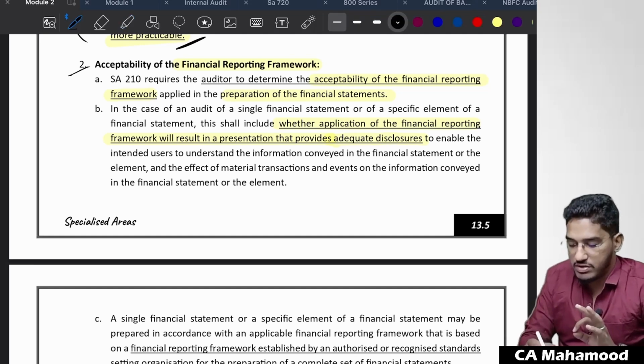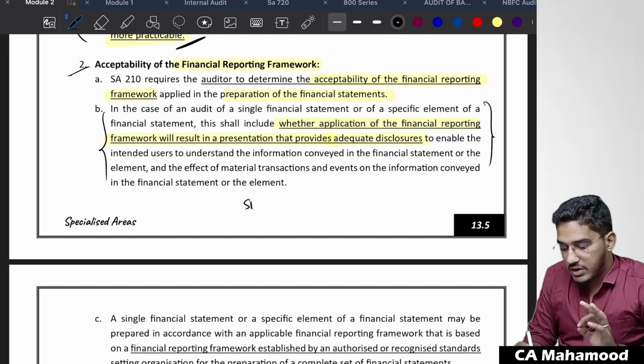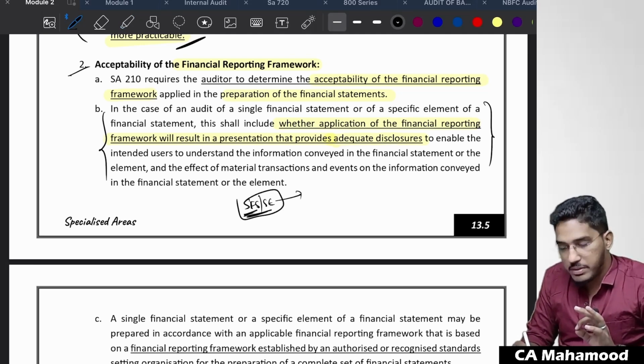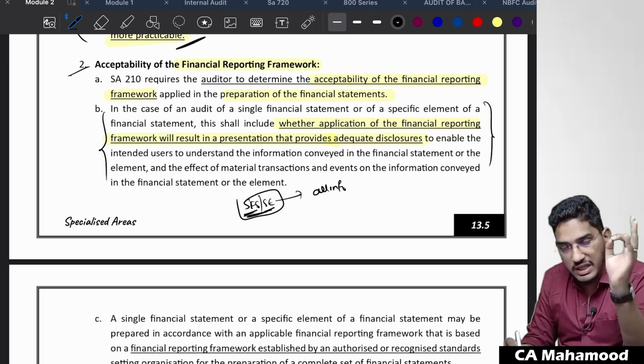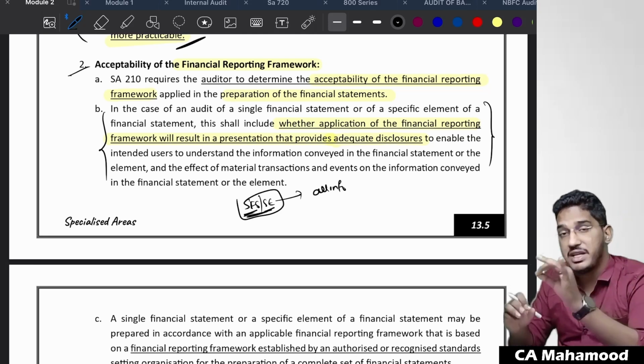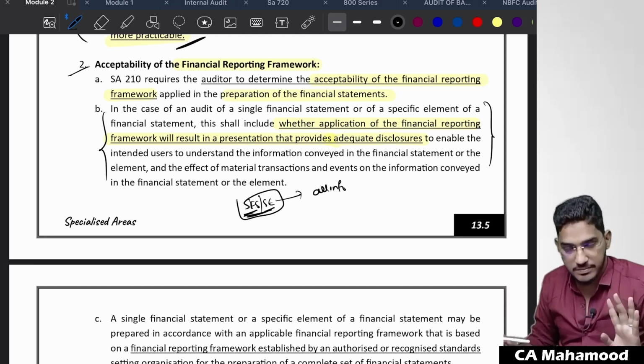I will tell you in a simple way what is the meaning of this paragraph. So the meaning of this paragraph is, in case you are conducting audit of a single financial statement or a specific element, you need to see that whatever framework they have followed in the preparation of the single financial statements or that specific element, are they giving all information? Even in that single financial statement also, have they given all the information, all the disclosures which will enable the intended users to understand that specific financial statement or specific element?